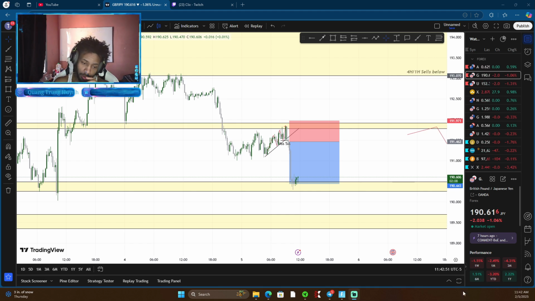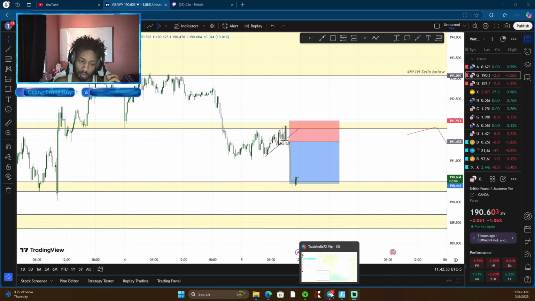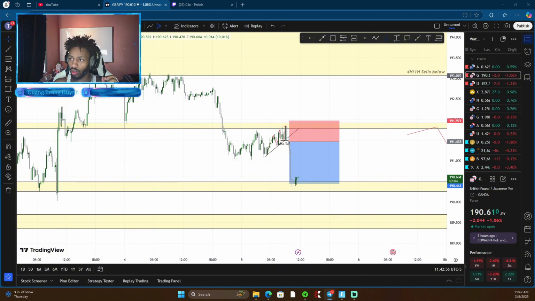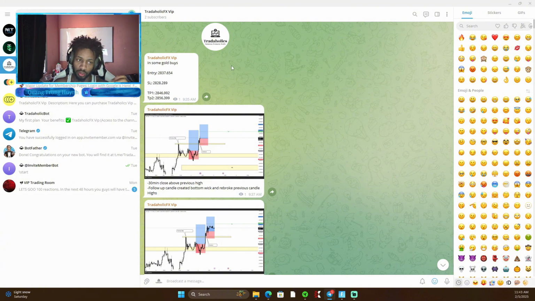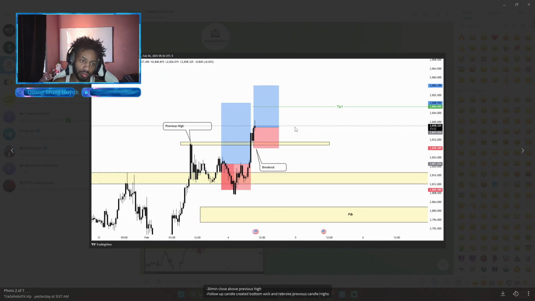But let's pull it up here. I just been calling trades in my signals chat now because I wanted to test it out first to see if I should adjust anything or do anything differently inside my VIP chat. As you can see, I literally just made this VIP, and I'm testing everything out right now. This was when I called it, some gold buys: entry, stop loss, TP1, TP2. This was the position right over here, the second position.